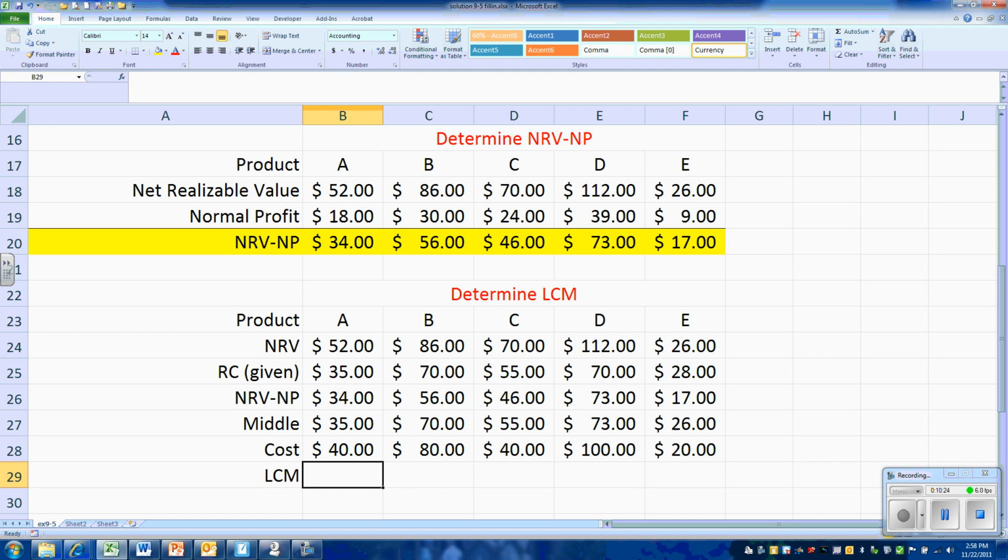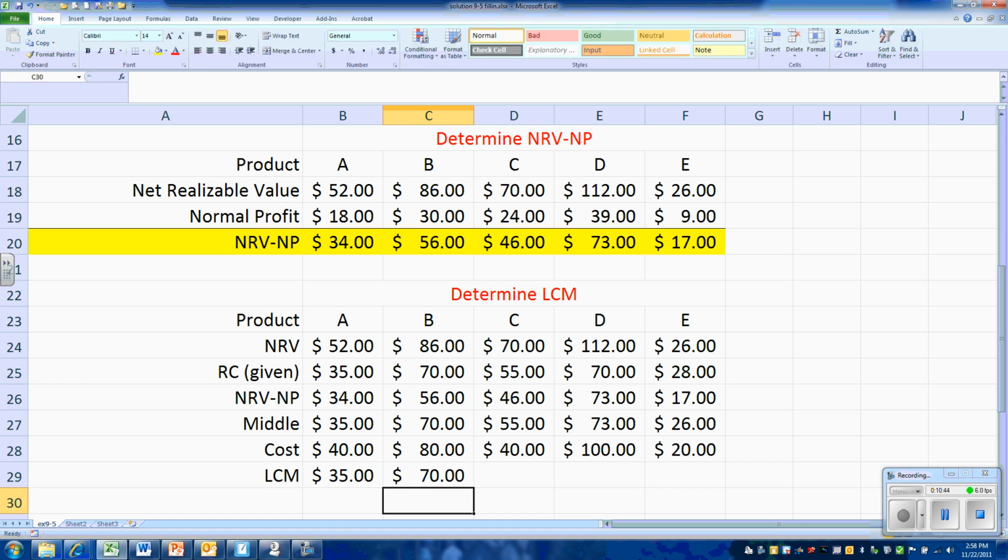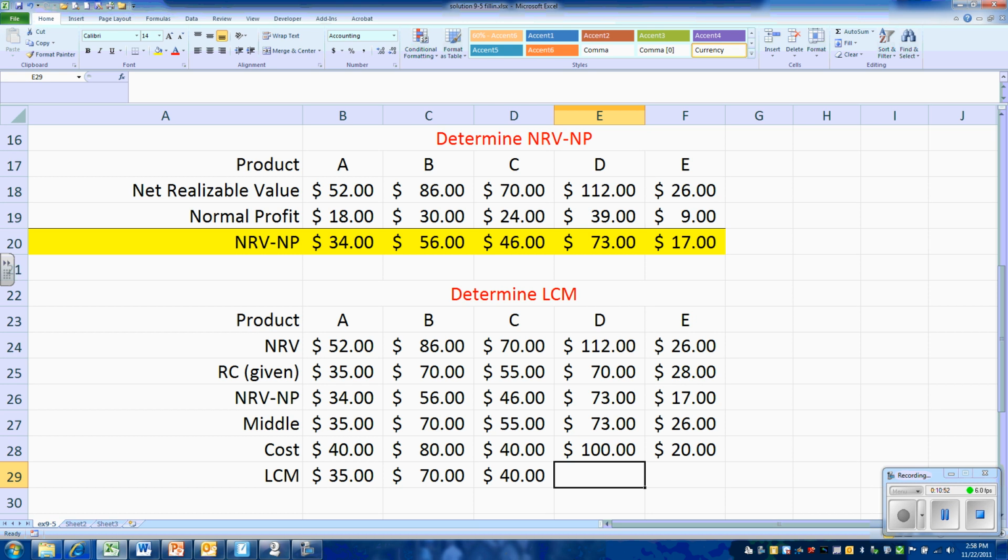Next, we're going to compare the middle to the cost and pick the lower. For product A, our market of 35 is lower than cost, so the LCM is going to be 35. For product B, it will also be the market. For product C, our cost is lower. For product D, we're going to be using the middle or the market amount of 73. And for product E, cost is the lowest.